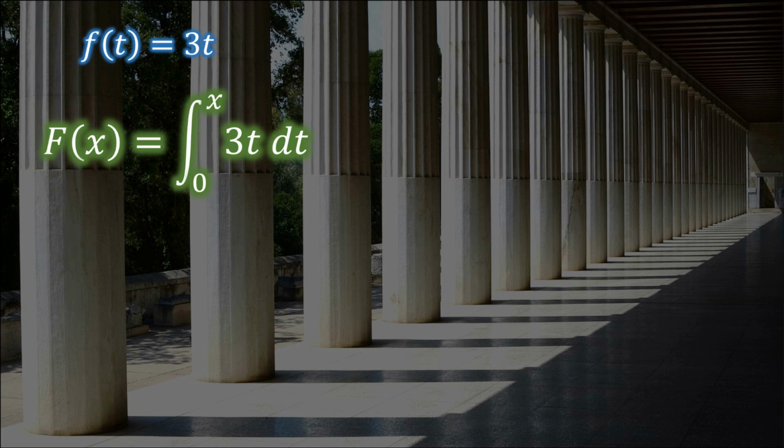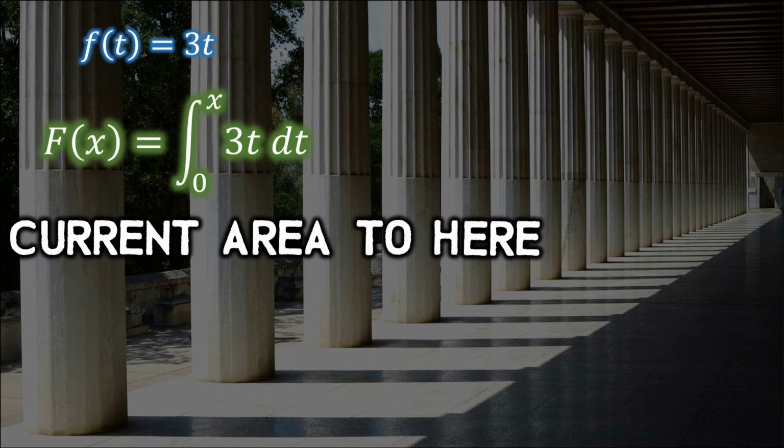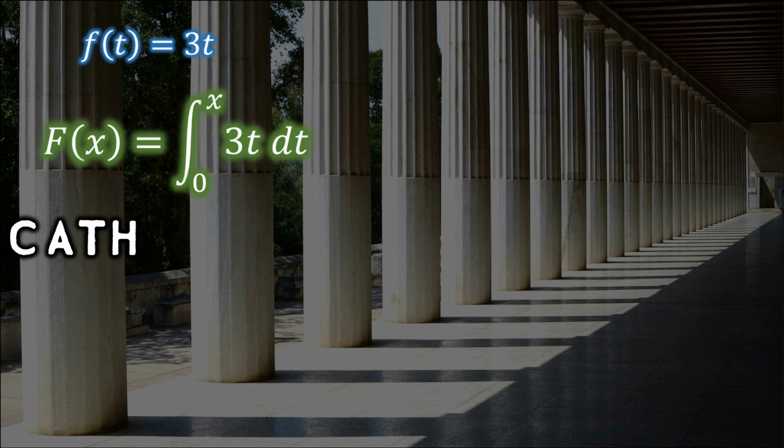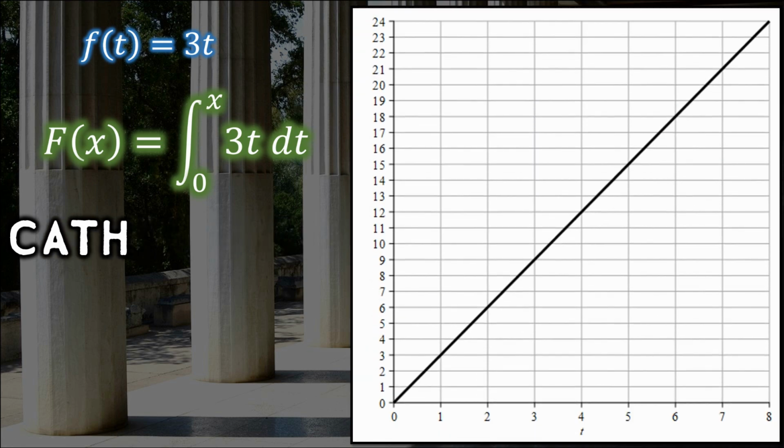This function doesn't really have an official mathy-sounding name, so I'm going to call it the current area to here function. It seems like a good one, or CAF for short. Yeah, the original title was going to be current area to here excluding the external regions. But I didn't like the acronym. The current area to here function.